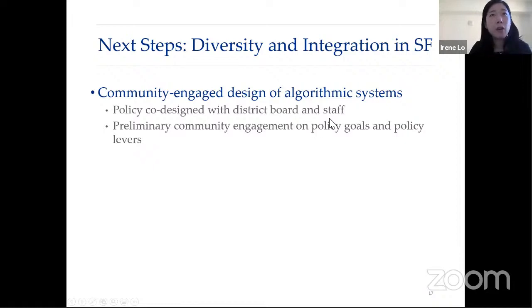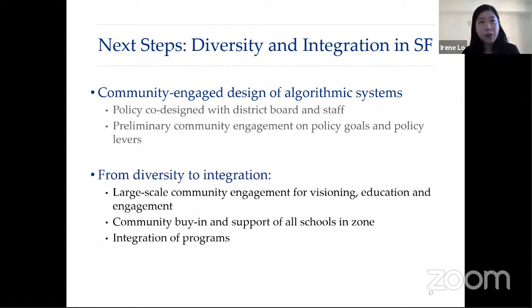So far, we've co-designed the policy with district board and staff, but really what we want to be focusing on now is community engagement. So is this policy achieving the district goals and also family goals as the families understand them? Do the families understand what's going on with the different choice levers and how that helps achieve the goals? How do the families think about restricting choice? Do they think we restrict choice too much? Or is there opportunity to still develop and rank highly the schools that are close to them in their zone?